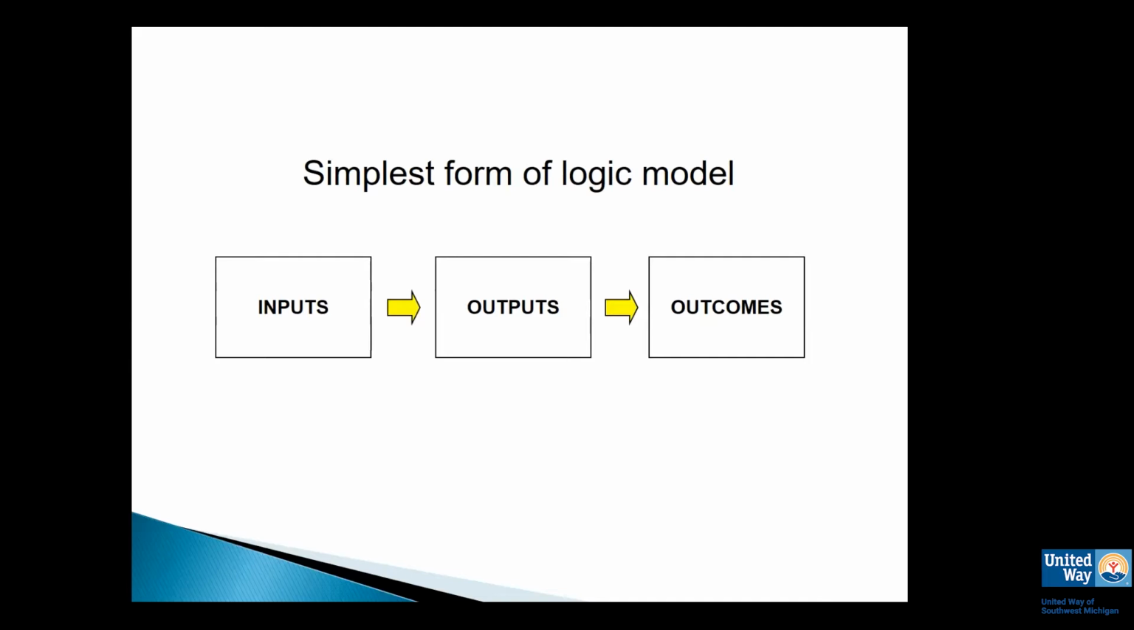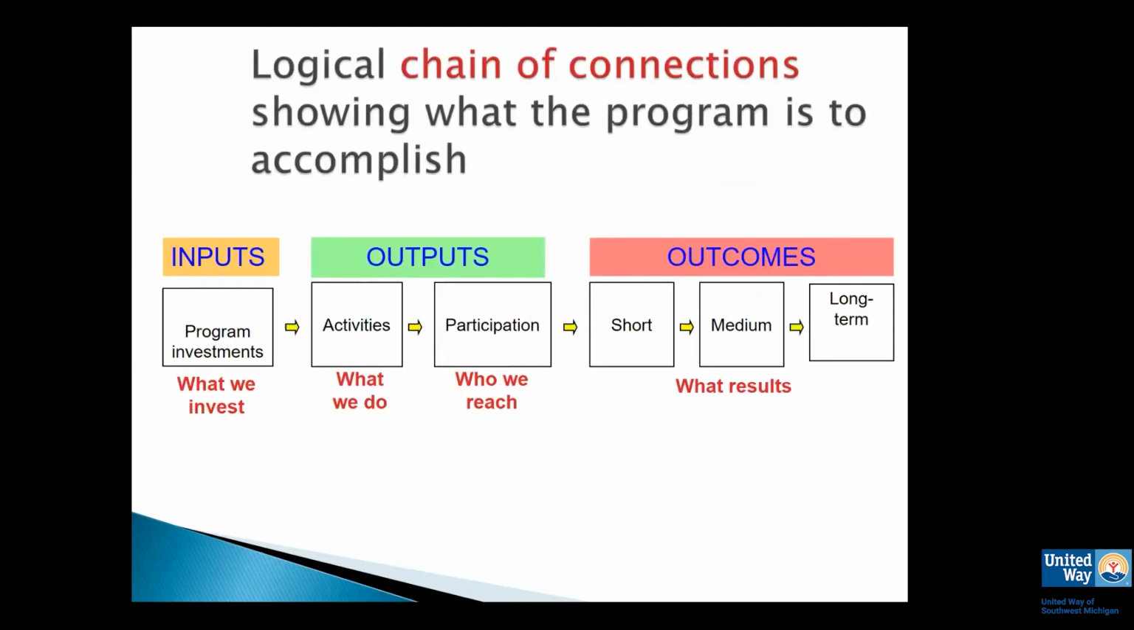So you have those three things: inputs that lead to outputs, and outputs that then lead to outcomes. Okay, so this is where we're going to add some more detail. You can still see those boxes, the orange box, the green box, and the salmon colored box, at least on my screen: inputs, outputs, and outcomes. If we break that down even further, inputs are our program investments, what we invest: time, money, buildings, resources, all of that. Outputs are the activities that we do.